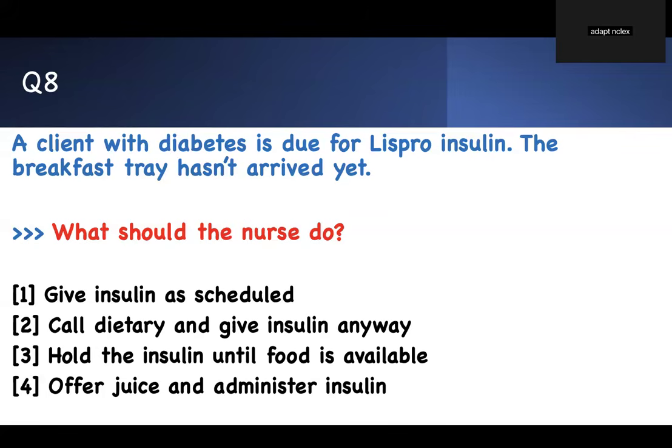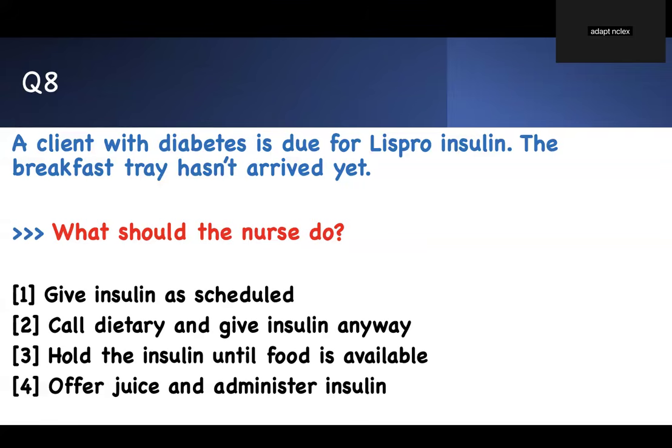As soon as you recognize it, the rest is common sense. Am I going to give the insulin as scheduled? Whoa, it's fast acting. Hypoglycemia. The patient is in trouble. Call dietary and give insulin right away? When they bring the food, they're going to take their time, take the elevator, it will take ages to bring it. If you call them, they're going to waste their time and do the same thing. Hold the insulin until food is available. That is the safest answer there.